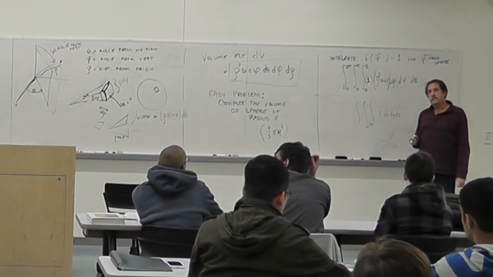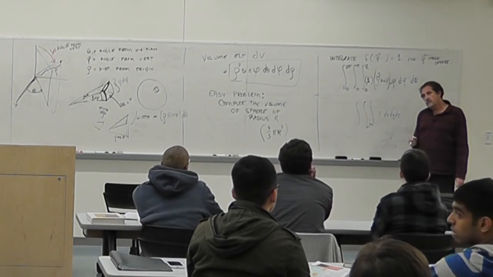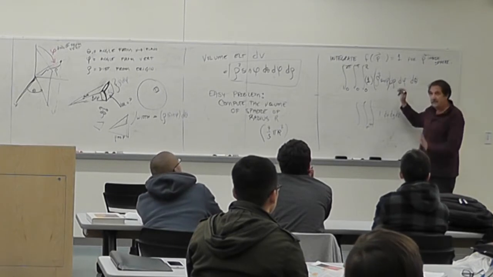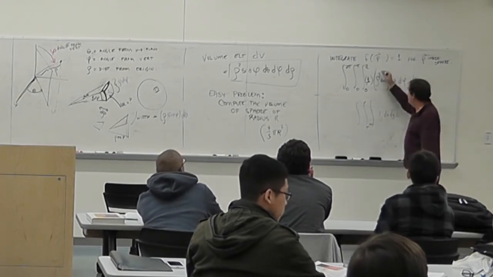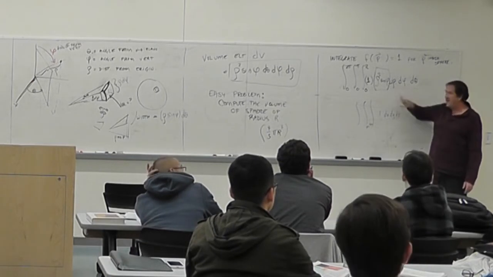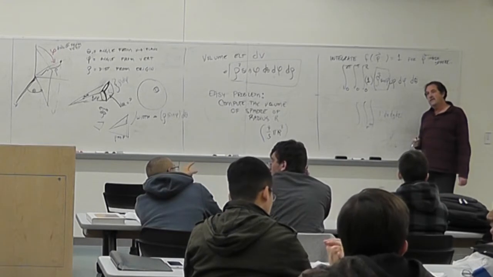Ultimately, is the volume factor the Jacobian, or is it the regular rho? I didn't talk about the Jacobian yet. This is the Jacobian. So you know the word Jacobian, that's the Jacobian, the change of variables.